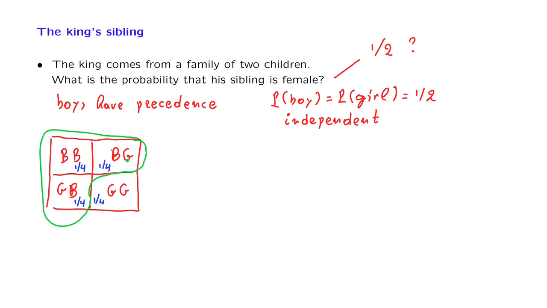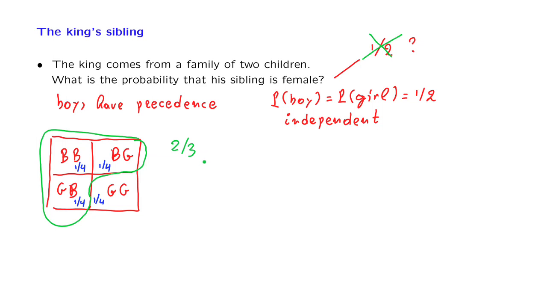In 2 of these outcomes, the sibling is a girl, and therefore the conditional probability, given that there is a king, and therefore given that there is a boy, is going to be 2/3. So this is actually the official answer to this problem. Are we satisfied with this answer? Maybe yes, maybe no. Actually, some more assumptions are needed in order to say that 2/3 is the correct answer.